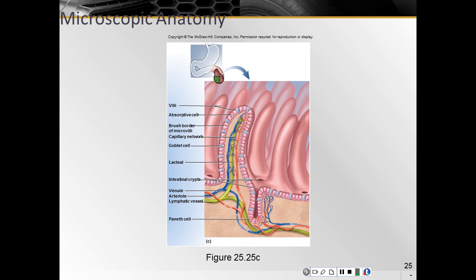Now these villi. A villus, which is the singular form of villi, you have one villus, 10 villi. They're covered with two kinds of epithelial cells. You have the columnar absorptive cells and the mucus-secreting goblet cells. And these cells are joined by tight junctions, and they prevent digestive enzymes from seeping between them. Now the core of the villus is filled with areolar tissue of the lamina propria.